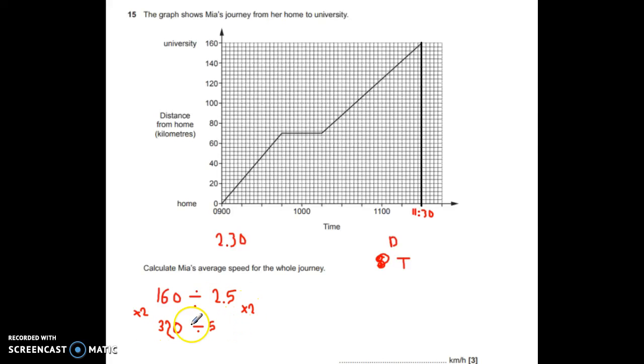How many 5s go into 300? That's 60. Then how many 5s go into 20? It's 4, so it must be 64. So my answer is 64 kilometres per hour, and that is your final answer.